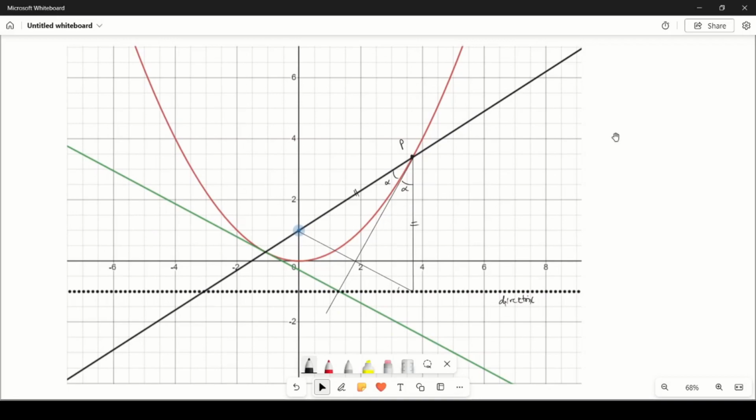Now the only thing we have left is to show that that line here, the altitude, is actually a tangent to the parabola, because that we do not know yet. What if the line goes like that? Then it's not a tangent anymore.